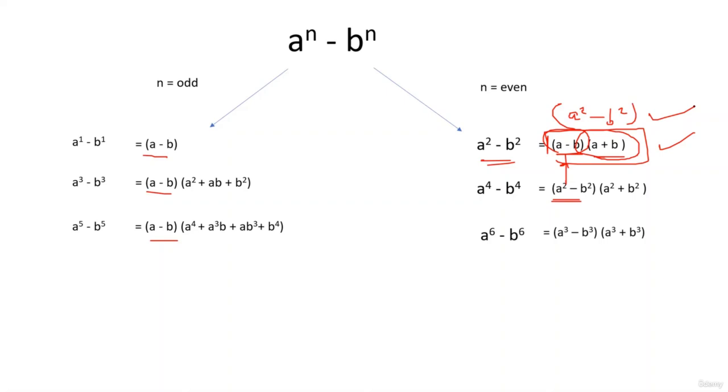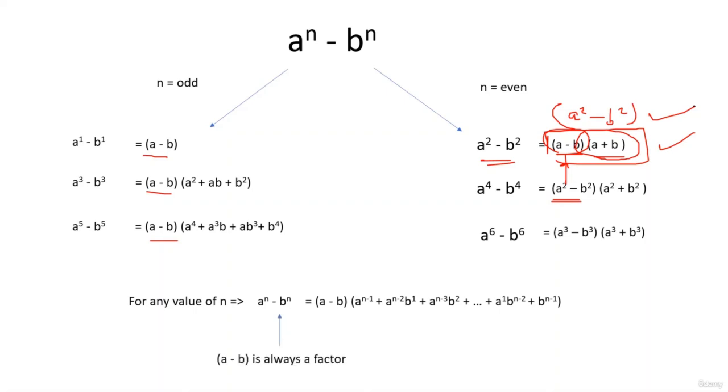So in general, combining these two conditions, we can write that for any value of n, for a raised to n minus b raised to n, a minus b is always a factor of the given expression. And whenever n is even, you can remember a plus b also is a factor. Like the previous one, I want you to remember the formula here. I have highlighted it in block.